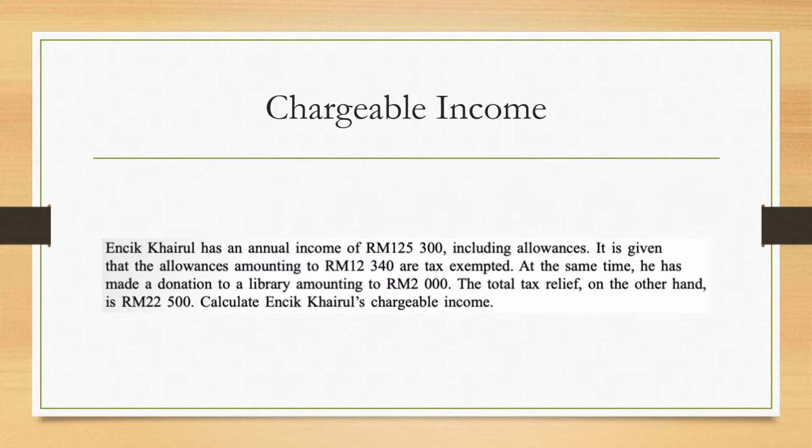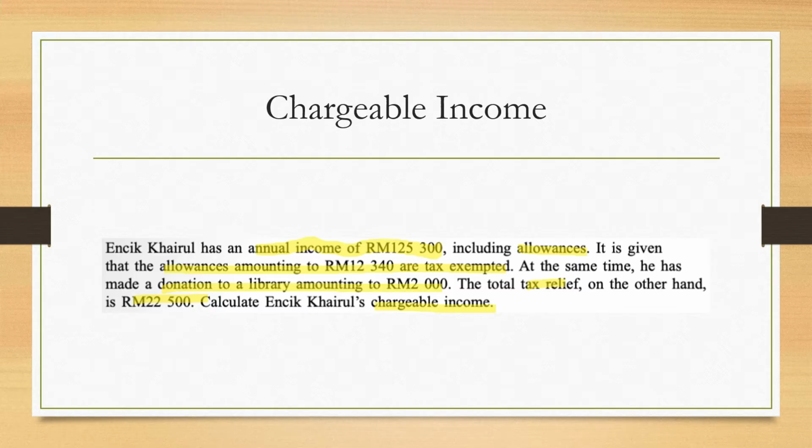So here we have a question of chargeable income. Encik Khairul has an annual income of 125,300 ringgit, including allowances, given that allowances amounting to 12,300 are tax exempted. At the same time, he made a donation amounting to 2,000 ringgit. Tax relief is 22,500 ringgit. Calculate Encik Khairul's chargeable income.